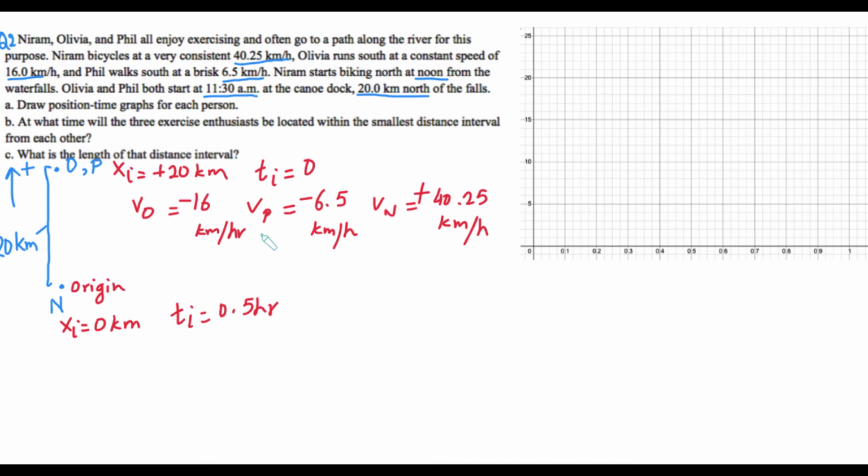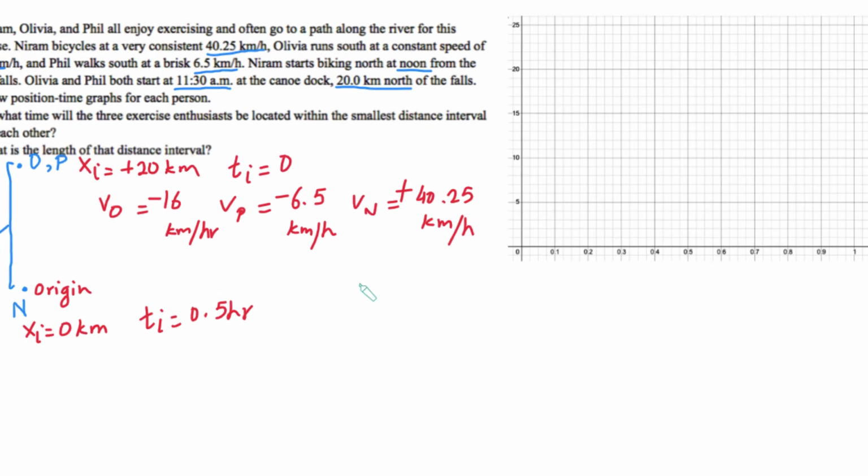With this data, we can go ahead and plot their position time graphs. Let's start plotting the position time graph for each person. Here on the x-axis, I have time in hours and position in kilometers. Let's start with Niram. Initial location of Niram is 0 kilometers at the time 0.5 hours. That corresponds to this point on the graph, 0 kilometer at noon.